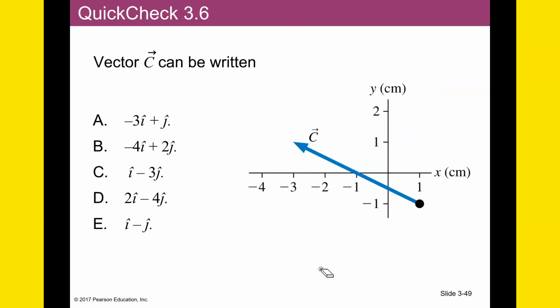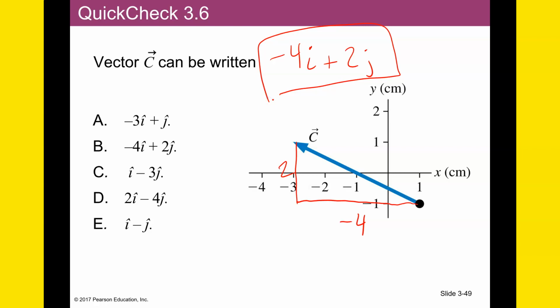Let's give an example. So if we've got this vector right here, see if you can figure out what it would be, but I'm going to go ahead and tell you. If you want to pause it, pause it. So if we go this way, by how much? We went that way, -4. And we go this way by +2. So that's going to be -4i plus 2j.